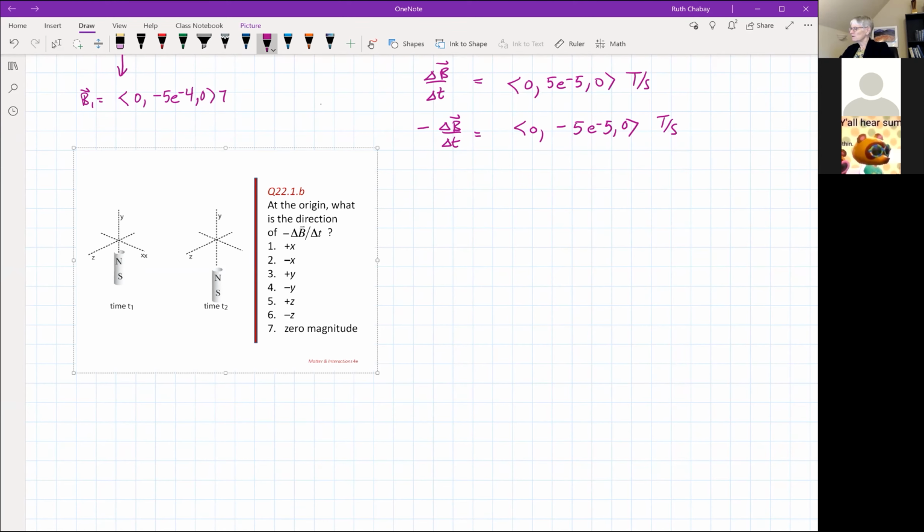Okay, so I'm seeing 4s and negative y's, which are the same thing. So let's just check it. Okay, so it could have been plus y. So let's figure it out. So at time t1, we have a magnetic field that points away from the North Pole here. So at time t1, we have magnetic field B1. At time t2, the magnet is farther away.